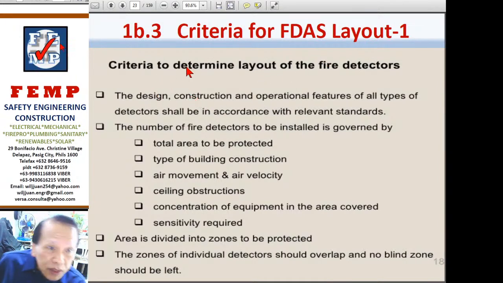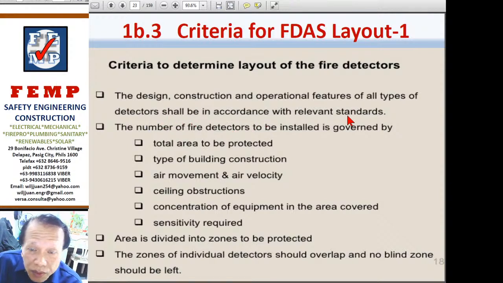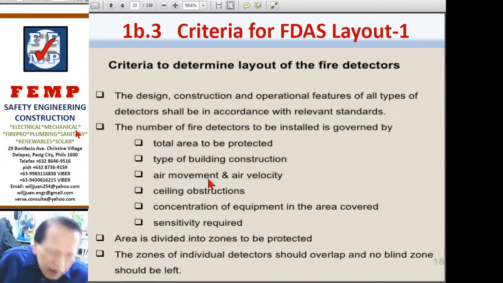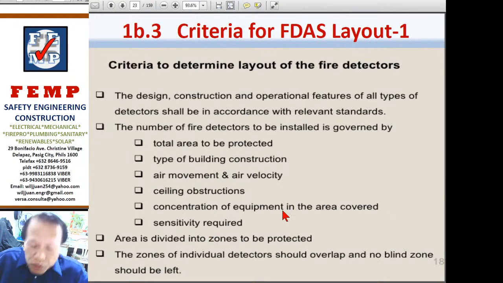Okay, now let's proceed. Criteria to determine the layout of fire detectors. The design, construction, and operational features of all types of detectors shall be in accordance with relevant standards. The number of fire detectors to be installed is governed by the total area protected, type of building construction, the air movement and air velocity, if there's air conditioning, of course, no? And ceiling obstructions. Let's say, for example, you have multiple ceilings. Then, of course, concentration of equipment in area covered. So, if you have very expensive equipment, then there is a need, therefore, to provide for more intense detection in those very special rooms that contain this special equipment. Like electrical rooms, like computer rooms, like server rooms. Okay? And then, the sensitivity required.